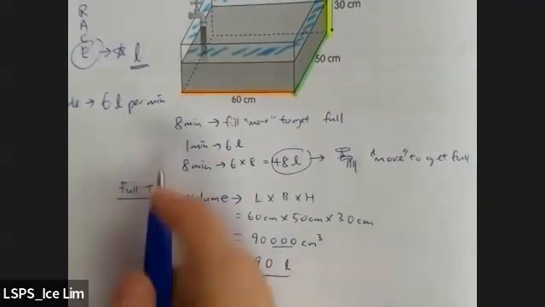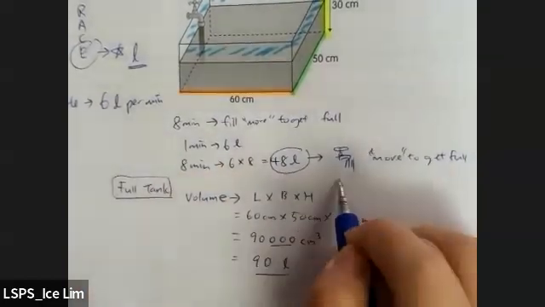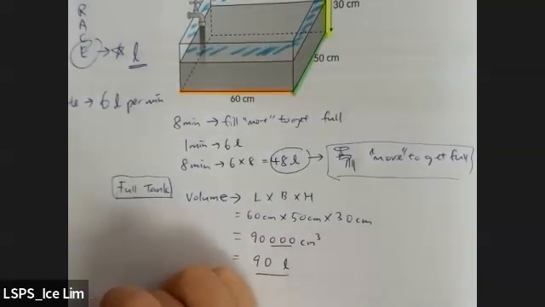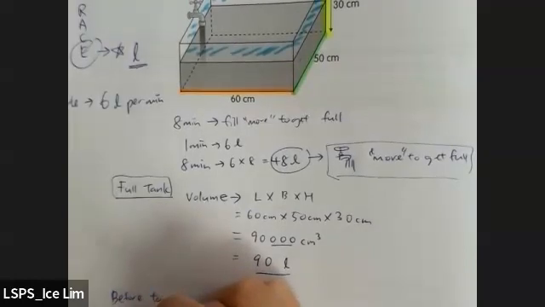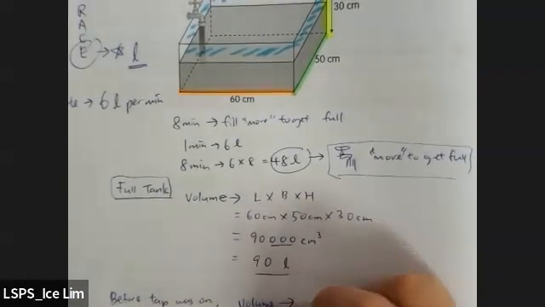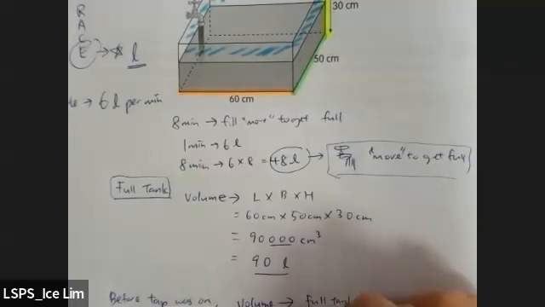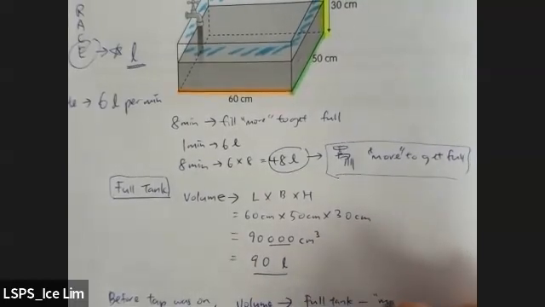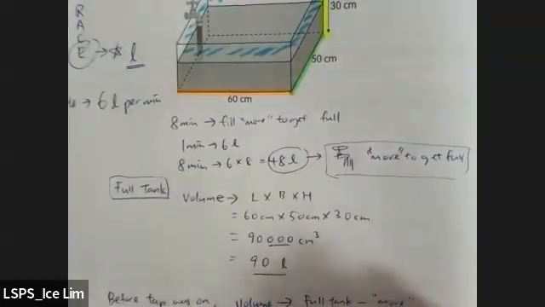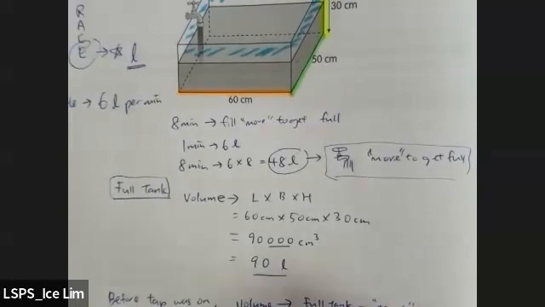So I know that I have the full tank. Now I have the more to get full part. The gray color part is before the tap was on. The volume of water will be the full tank minus the extra. So 90 liters minus 48 liters. You get the answer 42 liters. Is it difficult? Quite alright.